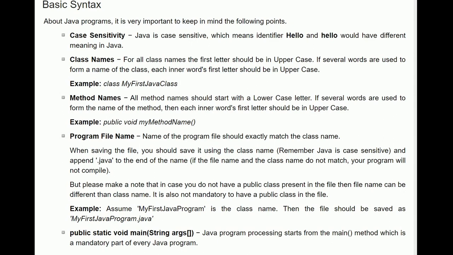But please make a note that in case you do not have a public class present in the file, then the file name can be different from the class name. It is also not mandatory to have a public class in the file. public static void main(String[] args). Java program processing starts from the main method, which is a mandatory part of every Java program.